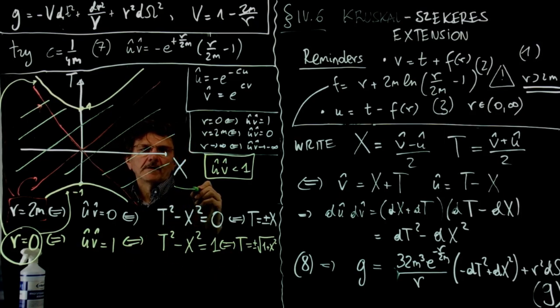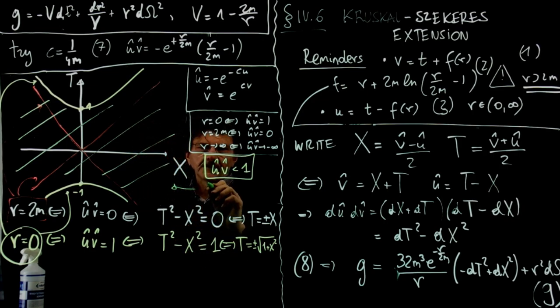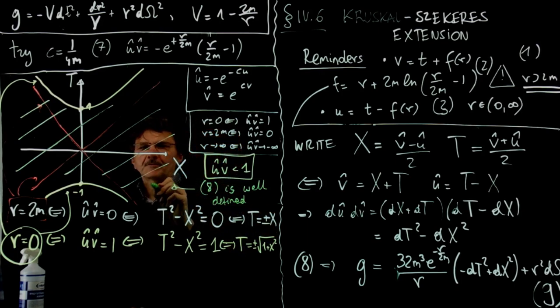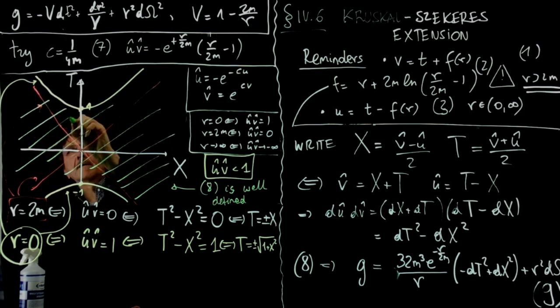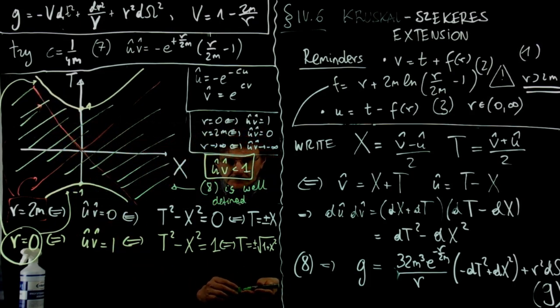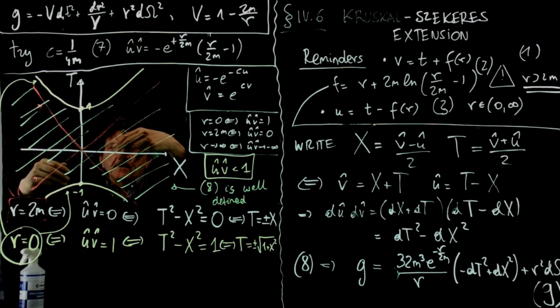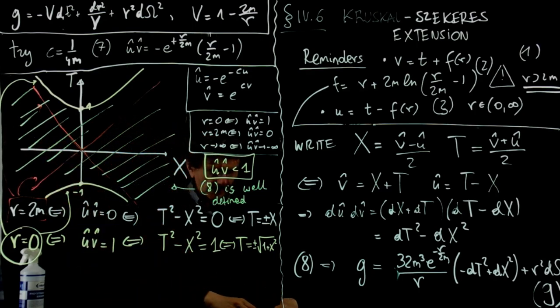So this is where the metric lives here, right? So g is C infinity, well defined, in this region here. Good. So now here r is 0. Here r is 2m. So r larger than 2m is either here or there, right? So here we have r larger than 2m.